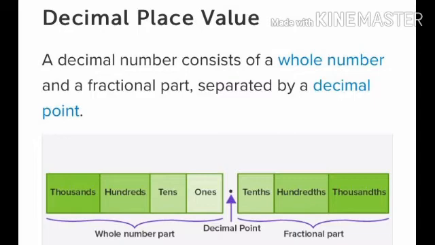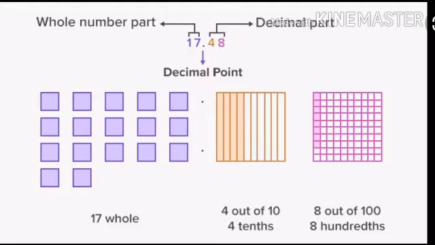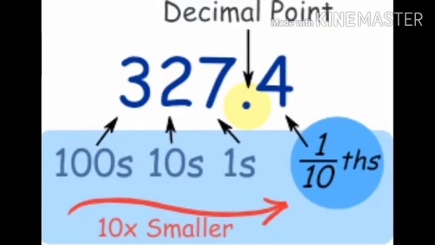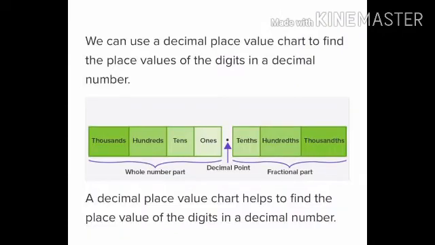A decimal number consists of a whole number and a fractional part that is separated by a decimal point. Generally, we learn in a place value table that on moving a digit from right to the left by one place, its place value becomes 10 times. But similarly, in the decimal place value, on moving a digit from left to the right by one place, its place value becomes 1/10. To find out the place value of the digits in a decimal number, we can use a decimal place value chart.